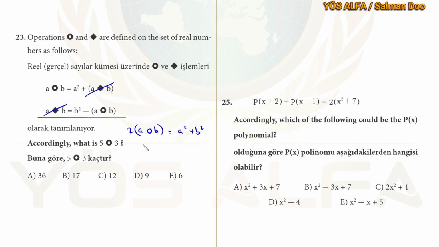From here, 5 circle 3 is asked. So 5 squared plus 3 squared, 25 plus 9 over 2 is our answer. So 34 over 2 is 17. The answer is B.